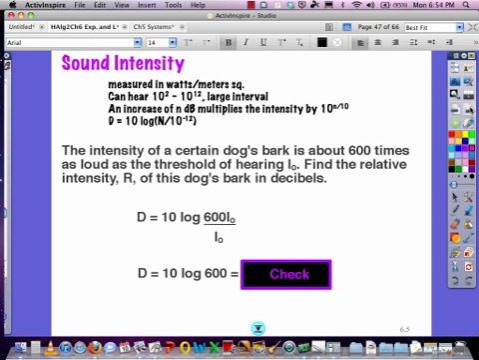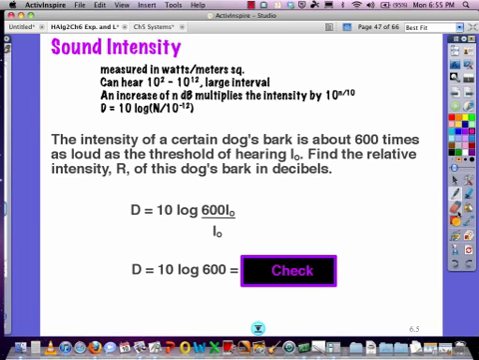And so you can see right now that when you look at that, the I sub 0, that threshold of hearing, actually cancels out when you do the math. And all you have left is 10 times the log of 600, which, because it is a base 10 common log number, you can calculate with your calculator. Go ahead and calculate that, and we'll reveal the answer momentarily.